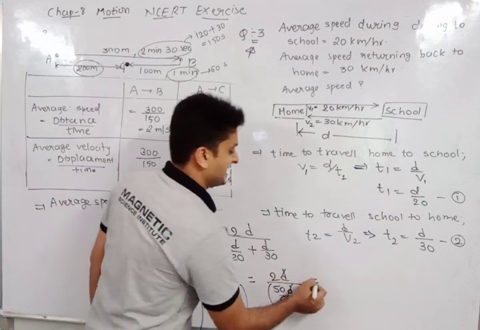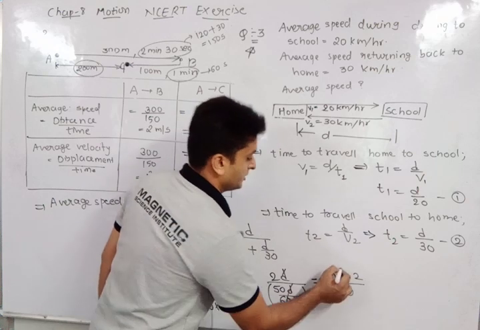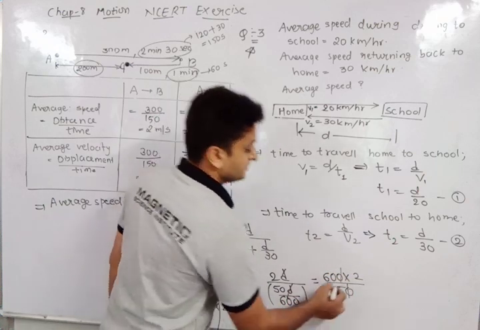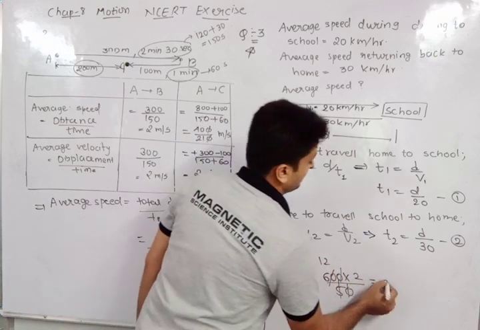600 will come up. That is 600 into 2, divided by 50. Okay, this will be cancelled. This is going to be 12. 12 into 2 is 24.